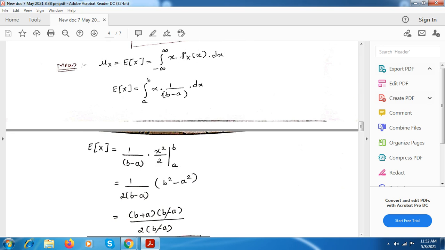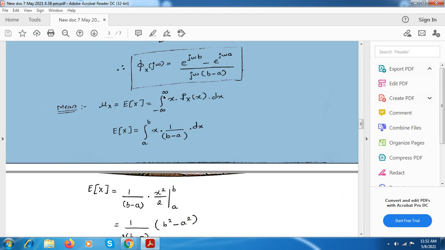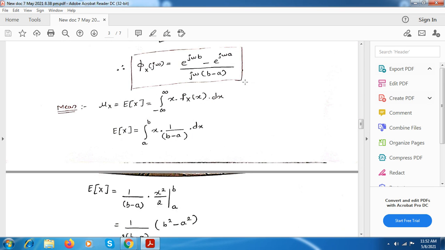If we use the characteristic equation, we have to differentiate that characteristic equation. This is the characteristic equation. We have to differentiate this and then put omega is equal to 0. But for uniform distribution, if we do that, we will not get the mean value. So we have to use this normal equation only here.